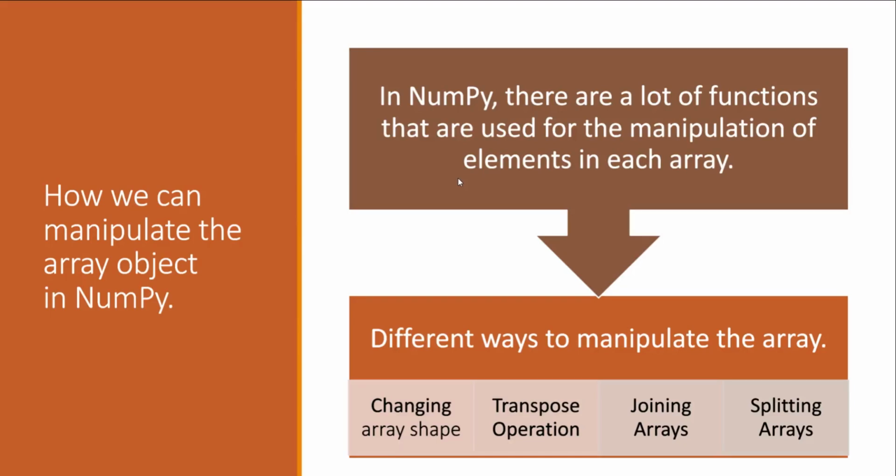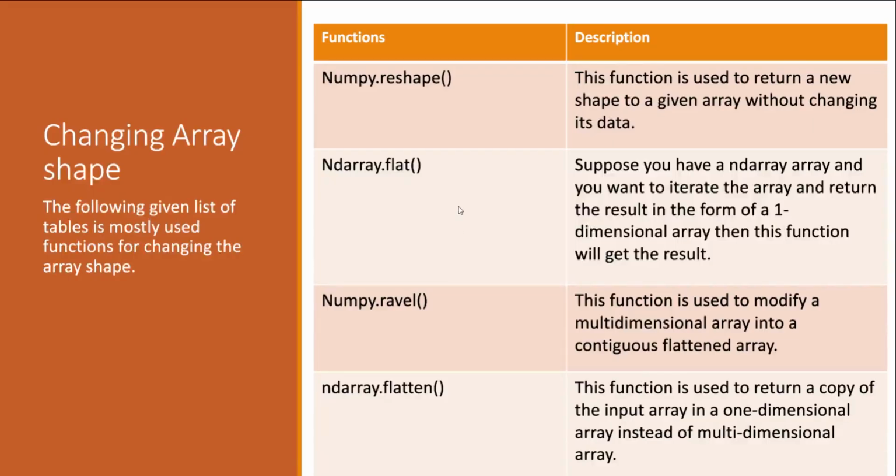So basically there are different ways to manipulate the array. First we will discuss how we can manipulate the array by changing its shape. Next we will discuss how to transpose the array object. Next we will discuss how we can join the arrays, and in the end we will discuss how we can split the arrays. So the following given functions are used for changing the array shape.